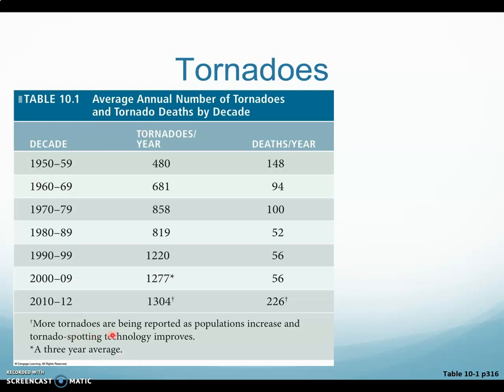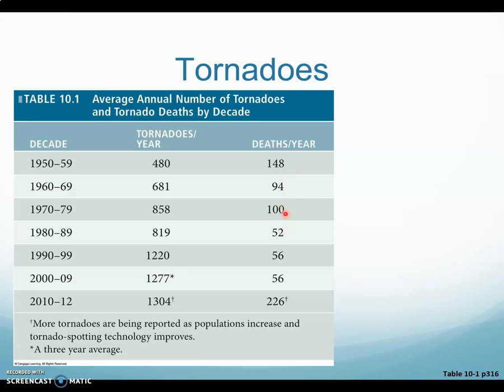Take a note here. More tornadoes are being reported as populations increase. More people are around to actually see these tornadoes, and spotting technology improves. We're able to better detect these tornadoes than we were in the 1950s. As a result, we've been able to see a whole lot more, and it's good because now that we see more, we can study more, we can give more advanced notice, and we can save more people's lives.